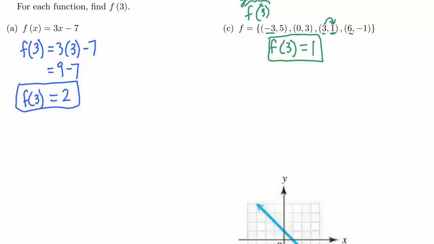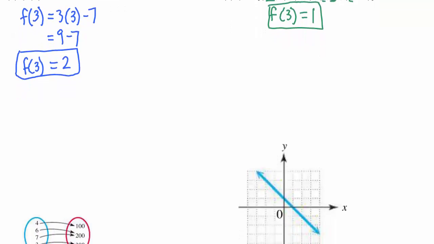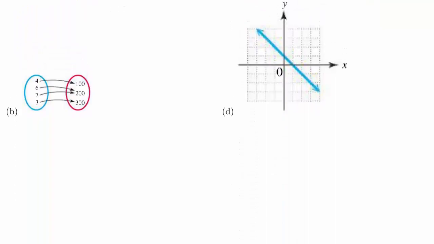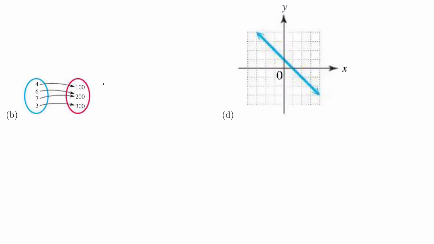Okay, next we're going to look at B and D. They're down here. Again, we want to find f of 3, but notice that this is the x value and this is the y value. I'm looking for x being positive 3. There's 3, and then I ask what value is it associated with. If I follow the arrow over here, that's associated with the number 300. That means that f of 3 is equal to 300.